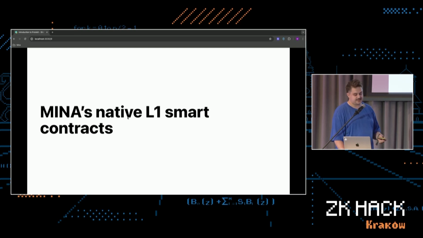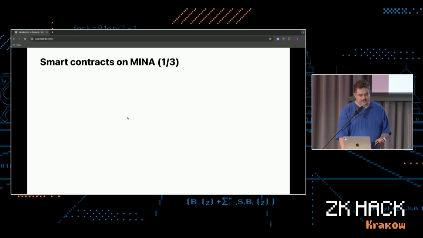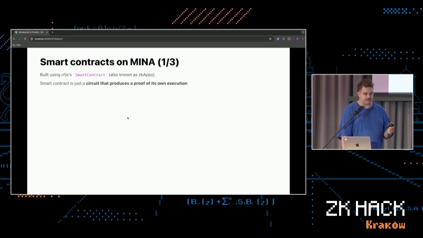Apart from the chain itself being cool because it's designed with ZK circuits from the ground up, Mina also offers smart contract capabilities. So let's take a look at how you can build smart contracts using O1.js on Mina. So you will have to install O1.js. That's pretty straightforward, npm install, and you can call it a day. The class that you will have to import to do that is called SmartContract. That's pretty straightforward. We also call smart contracts ZK apps, just so you know.